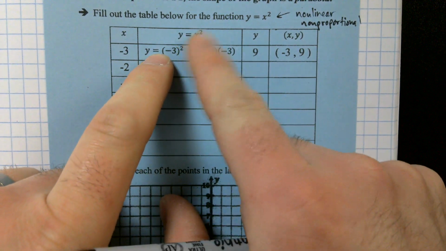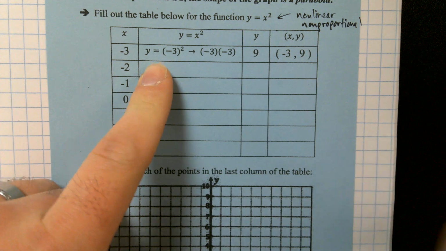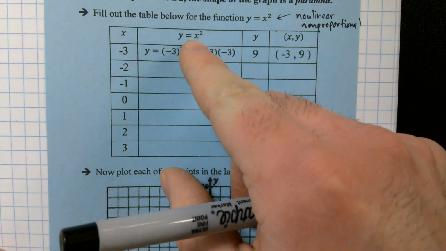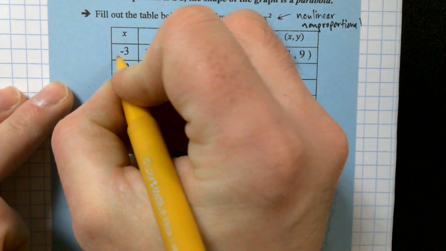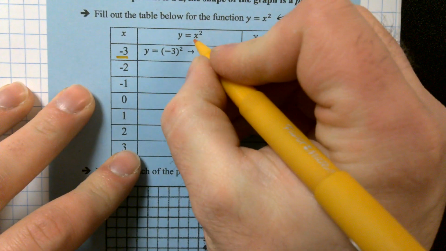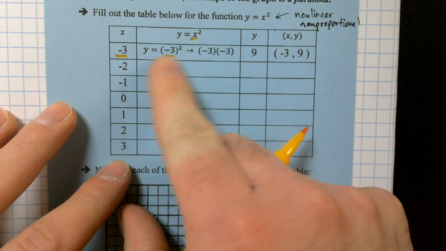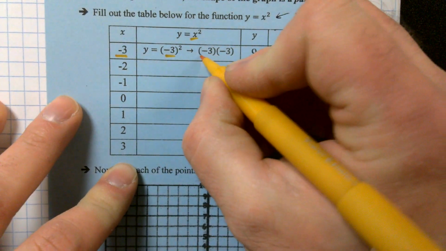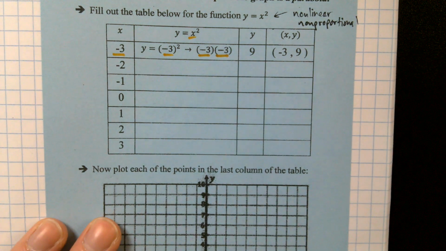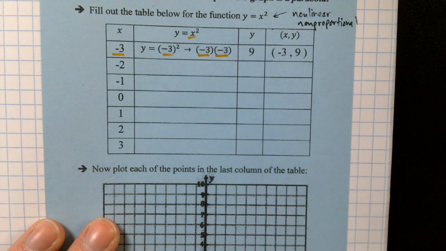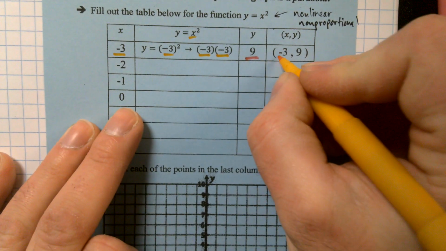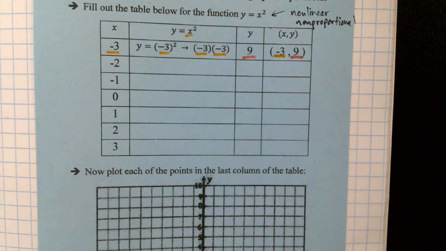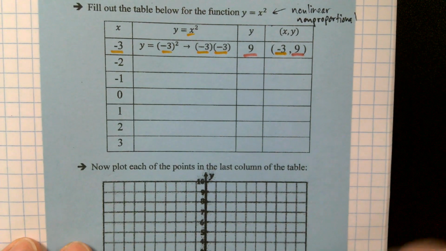A lot of people like to just plug a number in and multiply it by that little 2. That is not what we're doing. That exponent tells me I'm multiplying x by itself 2 times. So if my first input is negative 3, and I plug that in for x, it becomes negative 3 squared, which is negative 3 times negative 3. Right? What's a negative times a negative? Positive. And what's 3 times 3? 9. So my input is negative 3. That gives me an output of positive 9.